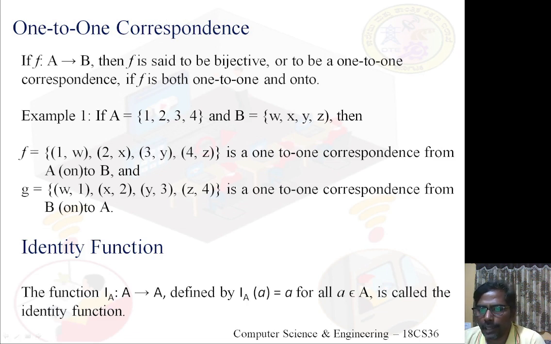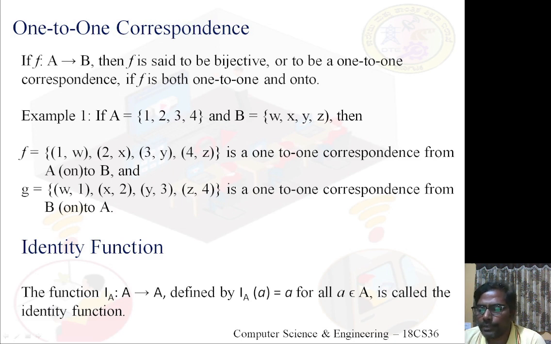Now, let us have a look at an example. As you can see on the slide, there are two sets, A with 4 elements, 1, 2, 3, 4, and B with 4 elements, W, X, Y, Z. I have given two functions, f and g. f is a function from A to B and g is a function from B to A. Now, just check whether both f and g are one-to-one and onto.